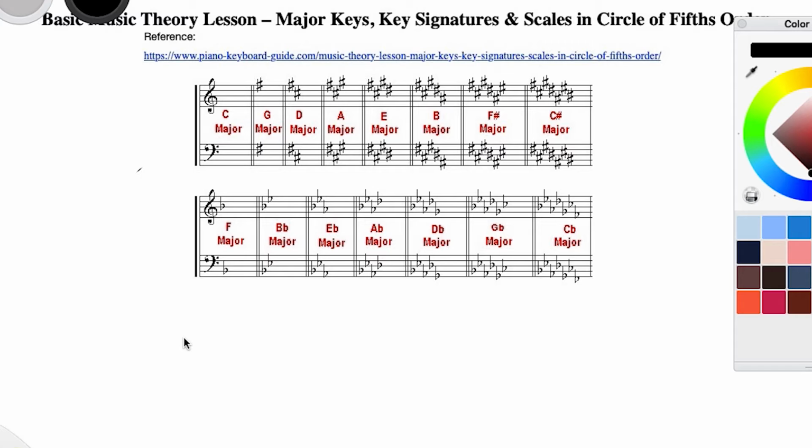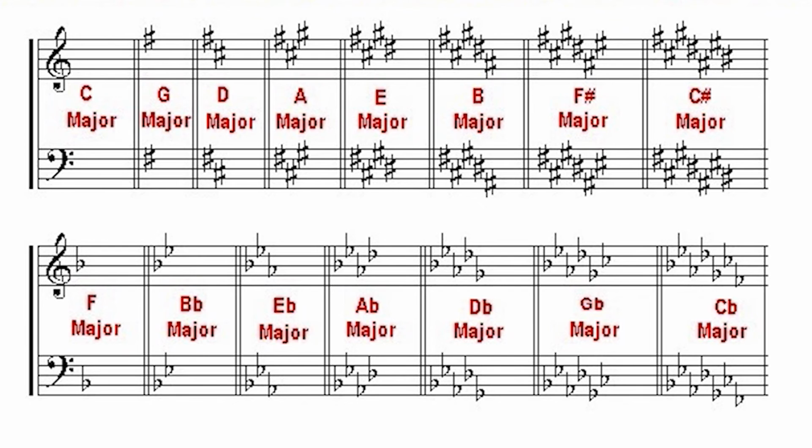Key signature is a group of accidentals, a set of sharps, flats, and rarely naturals. The only plain white keys on the piano is the key of C, the natural keys. Then we've got one sharp in key G major, two sharps in key D major, three sharps in key A major, four sharps in key E major, five sharps in key B, six sharps in key F sharp, seven sharps in key C sharp.